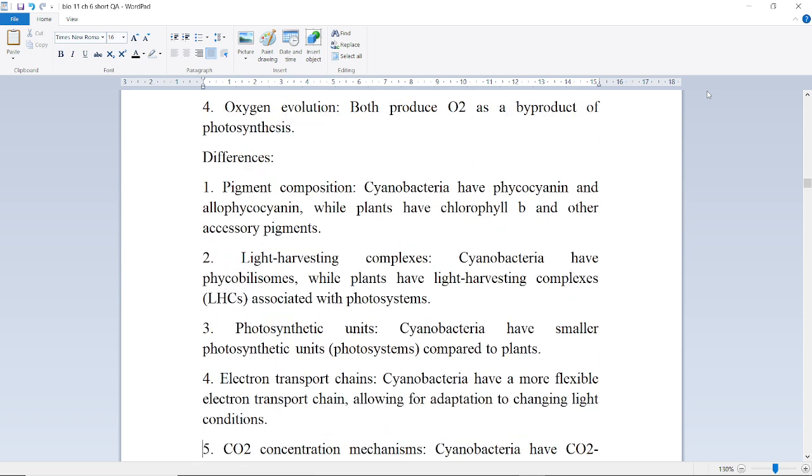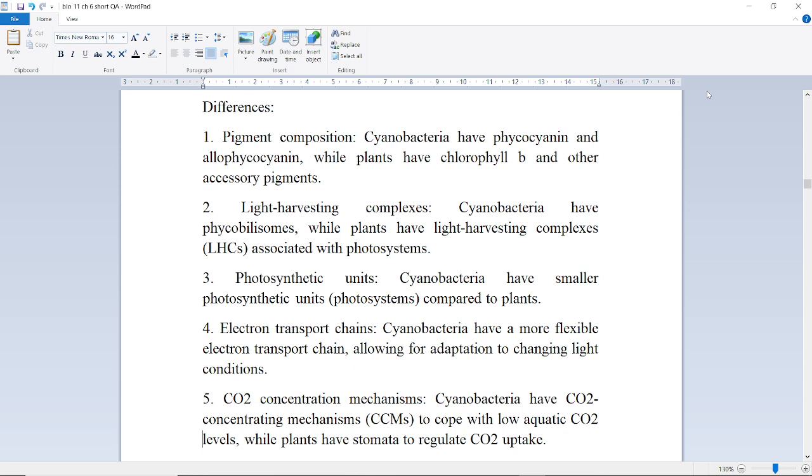Next is differences. Pigment composition. Cyanobacteria have phycocyanin and allophycocyanin, while plants have chlorophyll b and other accessory pigments. Light harvesting complexes. Cyanobacteria have phycobilisomes, while plants have light harvesting complexes, LHCs, associated with photosystems. Photosynthetic units. Cyanobacteria have smaller photosynthetic units, photosystems, compared to plants.